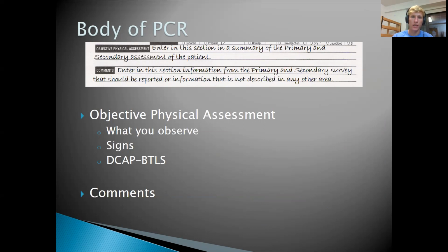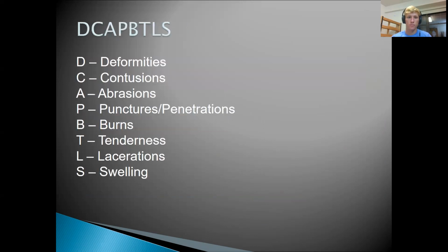So in this, we have the objective assessment and the comment section. This is where you're going to do your primary assessment and secondary assessment and any other information to report. Just to explain DCAP-BTLS, this is a great tool when describing pain or narrowing down what your patient is presenting with. D, deformities, C, contusions, A, abrasions, P, punctures, B, burns, T, tenderness, L, lacerations, and S, swelling.